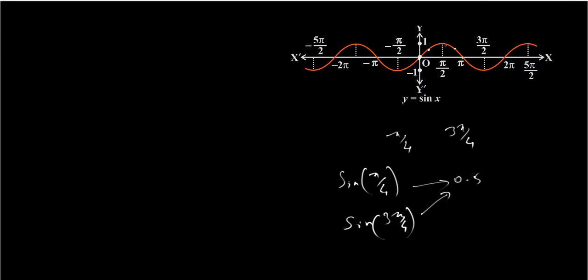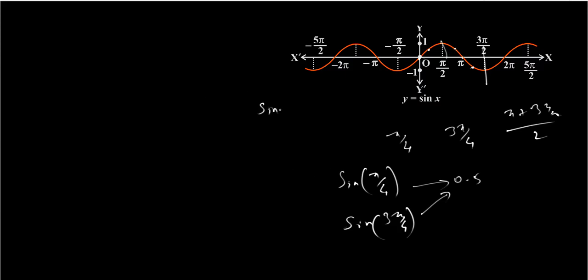Now if we take the region from pi by 2 to 3 pi by 2, the middle point of the first half will be 3 pi by 4, and between pi and 3 pi by 2, the midpoint is (pi plus 3 pi by 2) by 2, which becomes 5 pi by 4. So the midpoint of the region between pi and 3 pi by 2 is 5 pi by 4.